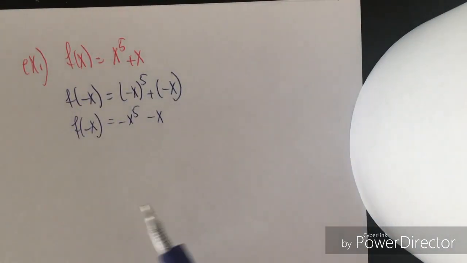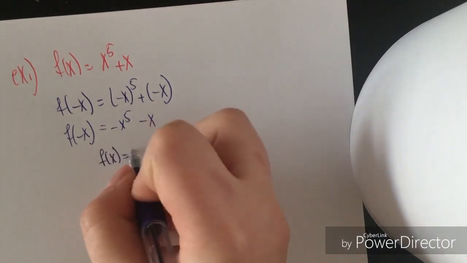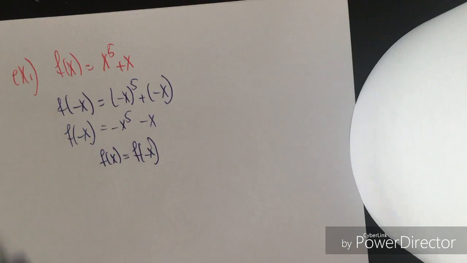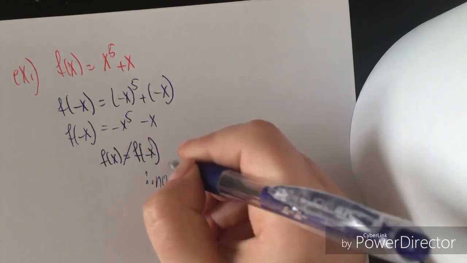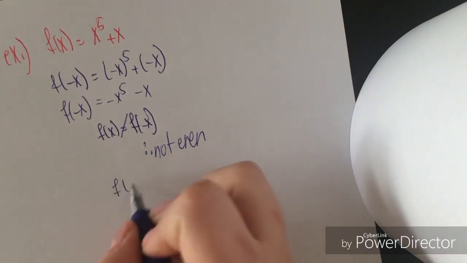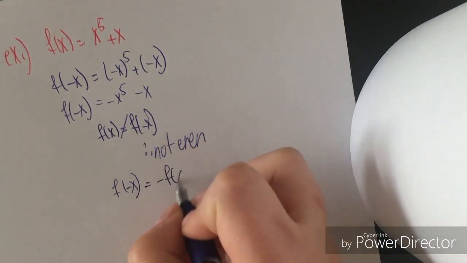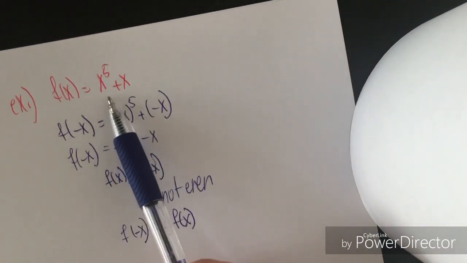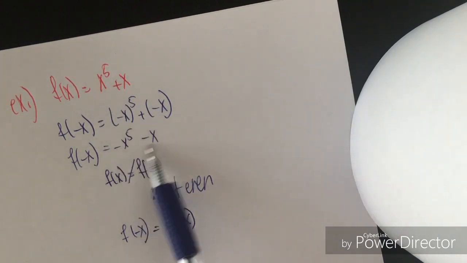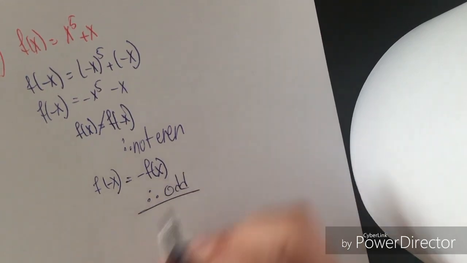And now we're going to check if this is odd or even. So is f of x the same as f of negative x? Is this the same as this? Obviously not, so it's not even. Now check if this is odd. For it to be odd, f of negative x should equal negative f of x. If we multiply x to the 5th plus x by negative 1, we're going to get negative x to the 5th minus x, which is the same as this. So this statement is true, and it's odd.